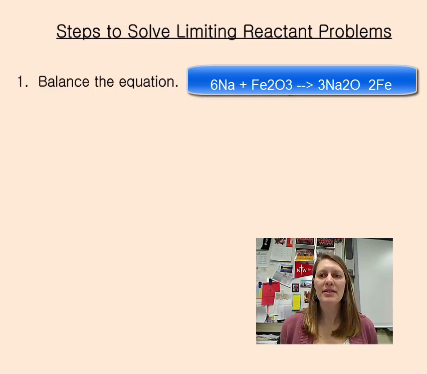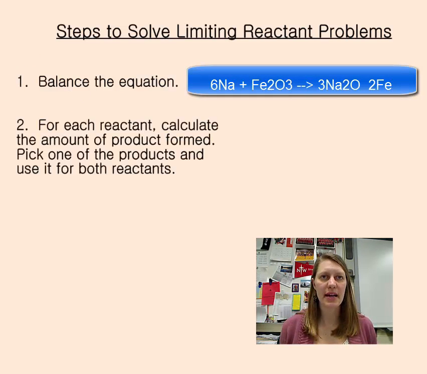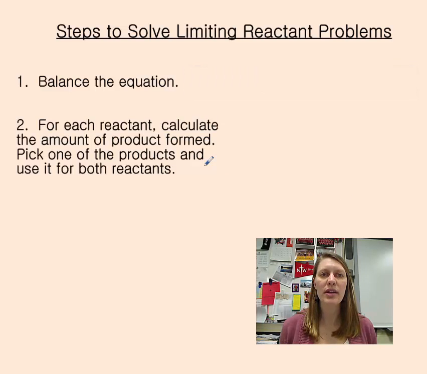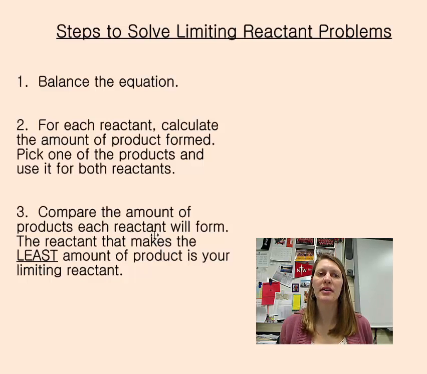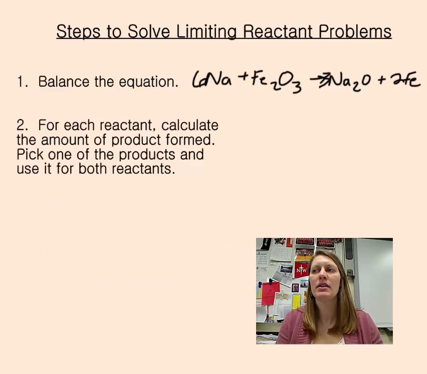So now with my second step, I'm going to have for each reactant to calculate the amount of product formed. So I'm going to pick one of the products and then use it for both of the reactants. You're going to compare the amount of products that each reactant will form, and then the reactant that has the least amount of product that it makes, that one will be your limiting reactant. So let's go ahead and do that with this particular example and see what we come up with.